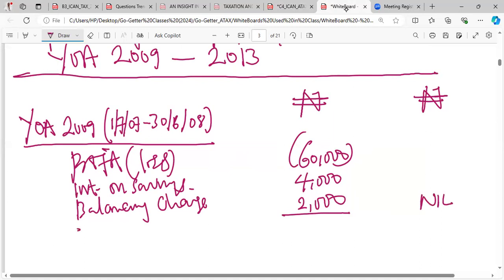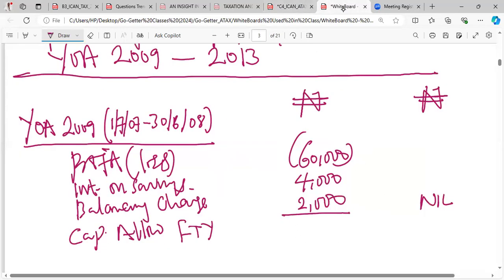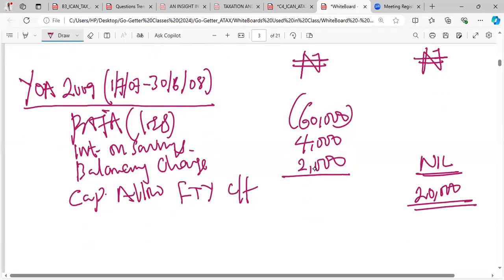Then you have your capital allowance for the year. That's 20,000. You cannot relieve it. So you will say, so this is carry forward 20,000. So that being so, your total profit is going to be nil.